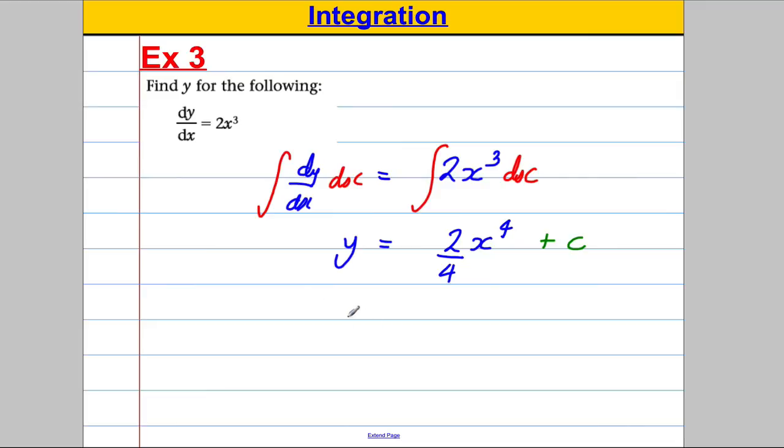2 divided by 4 is a half. So y is a half x to the power of 4 plus c. If we did differentiate this back, I'd get dy by dx. If I differentiate this, bring down the 4, 4 times a half is 2, sorted, and we reduce the power, I'd get x cubed. c differentiates to 0. This all works.